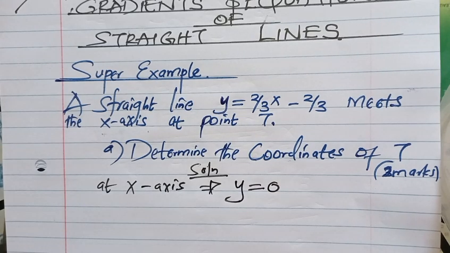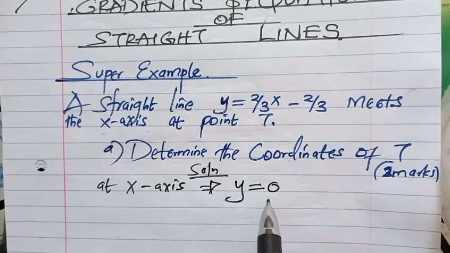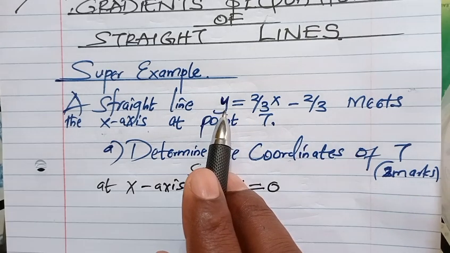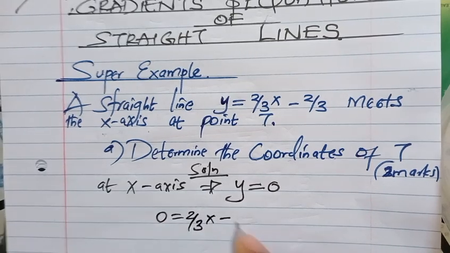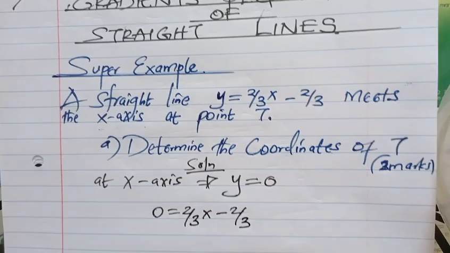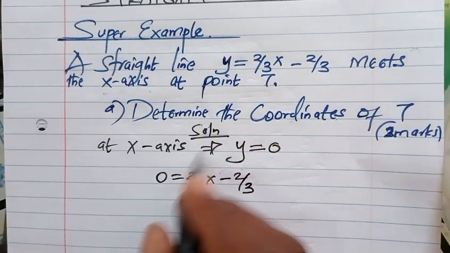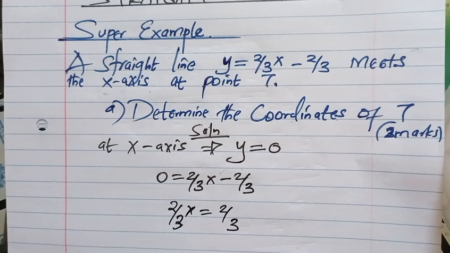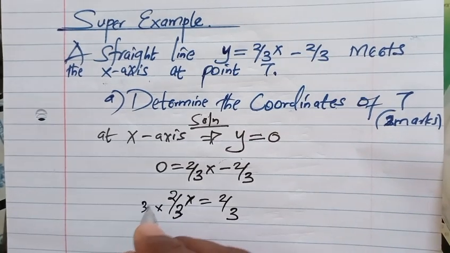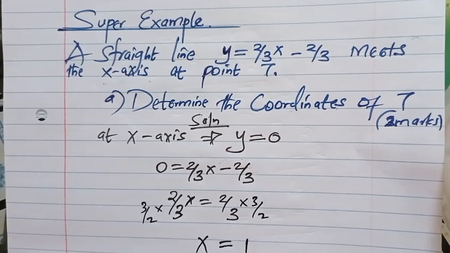So for you to get the point T, you will write this equation but substitute the value of 0 at y. So we shall say 0 is equals to 2 over 3 x minus 2 over 3. We look for the value of x, that is 2 marks. So we can take 2 over 3 to the other side. We shall have 2 over 3x is equals to 2 over 3. If you look at it properly, multiply by 3 over 2 on both sides, your x is going to be 1.